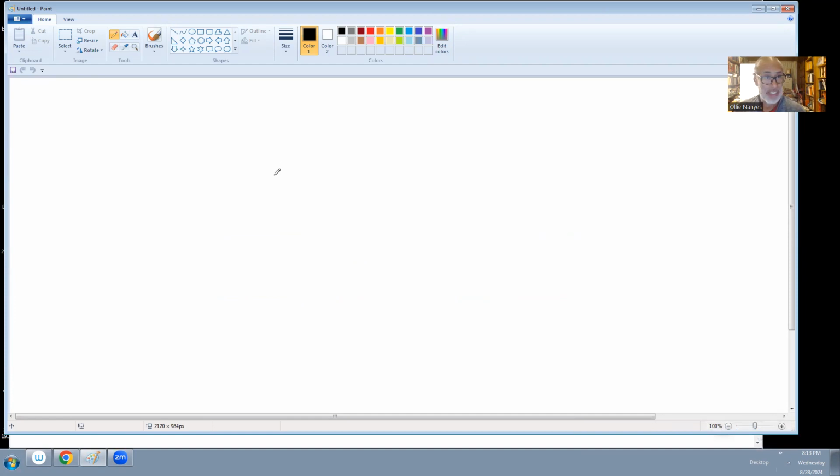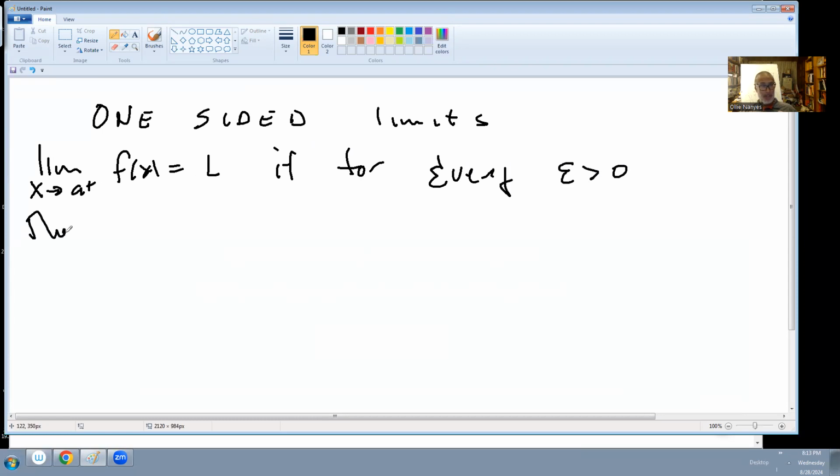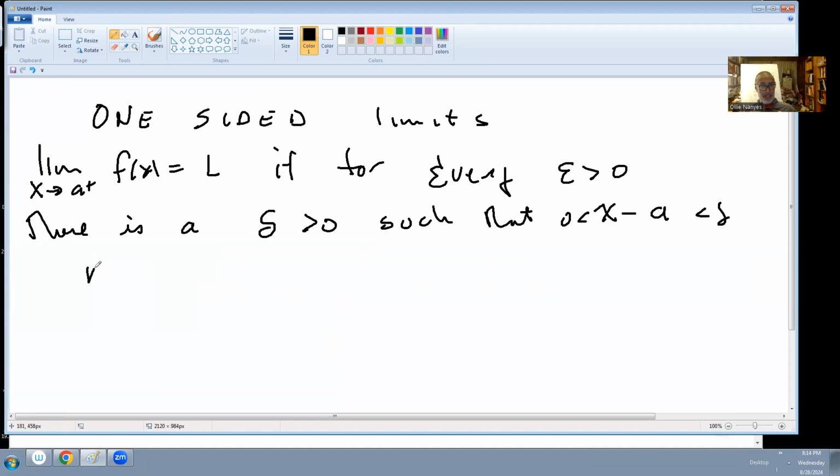So let's talk about one-sided limits. Now, I'm assuming you know what the definition is, but just to remind you, we say that the limit as x approaches a from the right of f of x equals L if for every y tolerance epsilon greater than 0, there is a related x tolerance delta greater than 0 such that x minus a being greater than 0 and less than this delta implies the difference between f of x and L is less than epsilon.